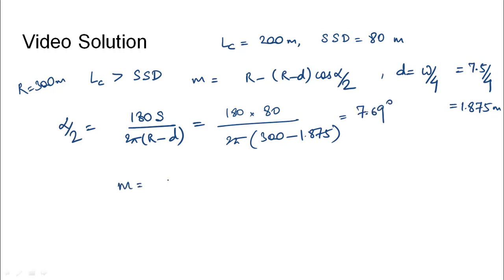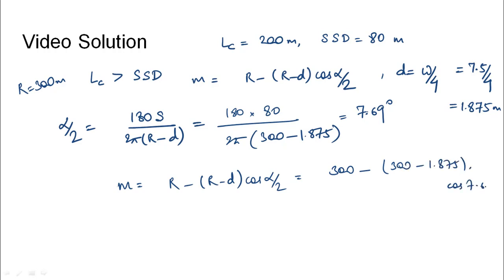So substituting the value in the relation of setback distance, that is R minus (R minus d) cos of alpha by 2. So R is mentioned as 300 meters, minus (300 minus 1.875) into cos of 7.69 degrees. So this would become 300 minus 295.44. This would become 4.55 meters.